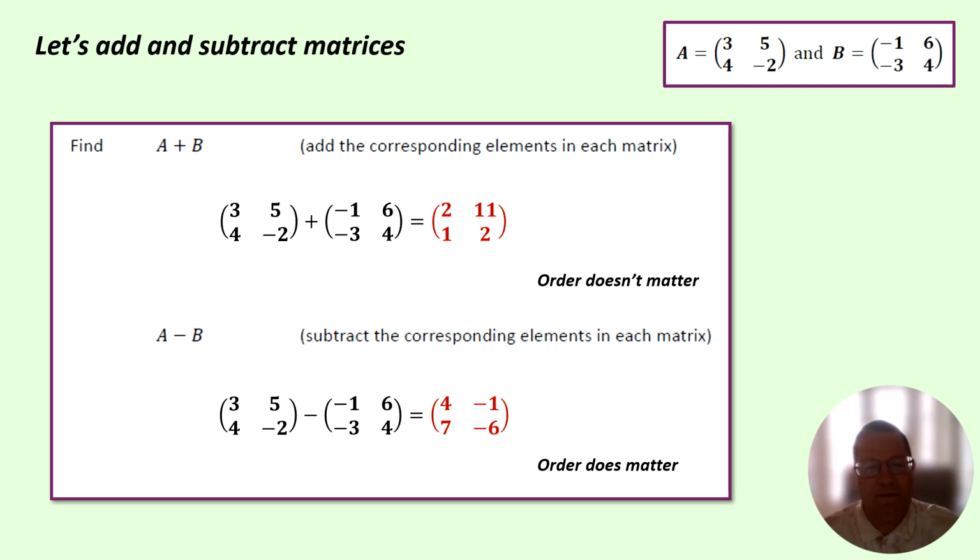For A take away B, we simply subtract the corresponding elements in each matrix. So this time we would be doing 3 take away negative 1, which is 4, and 5 take away 6, which is negative 1, and so on. And of course, with subtraction, the order does matter.